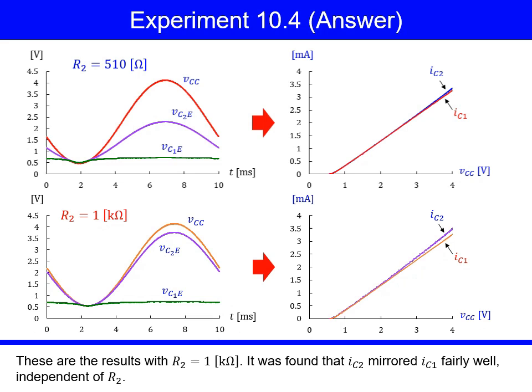These are the results with R2 equals 1 kilo ohms. It was found that IC2 mirrored IC1 fairly well, independent of R2.